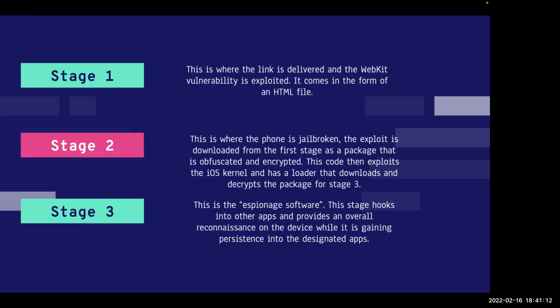And once the exploit is downloaded from the first stage as a packet, it is obfuscated and encrypted. This code will then exploit the iOS kernel and has a loader that downloads and decrypts the package for stage 3. And then that espionage software is installed.